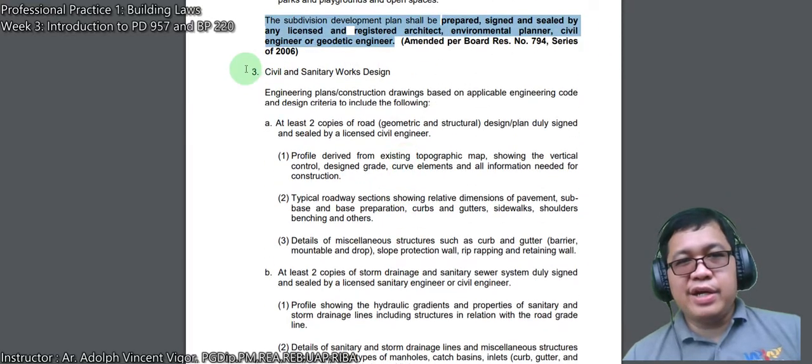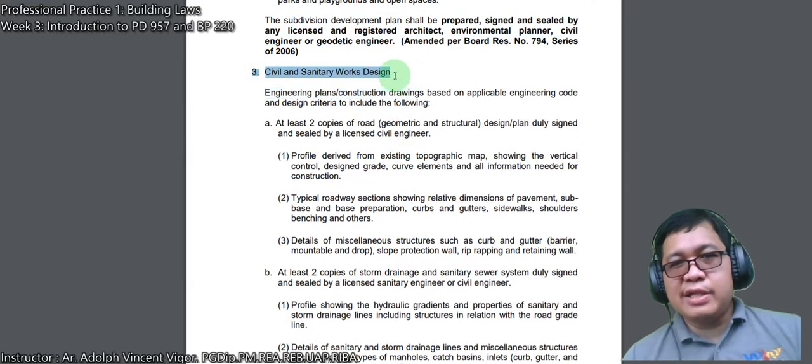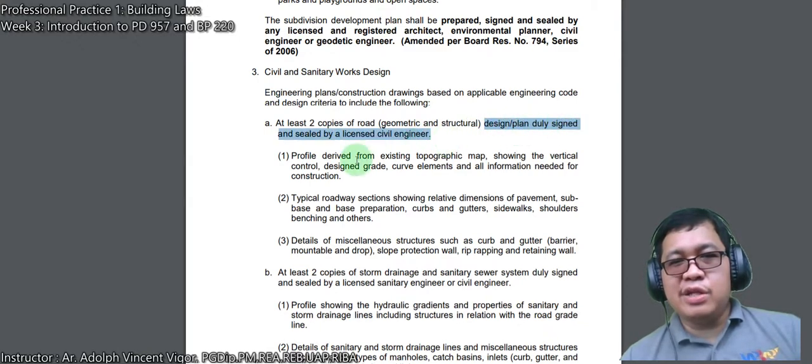Next is your civil and sanitary works design. So this is something you must collaborate with your allied professionals, the civil engineers. So engineering plans, construction drawing based on applicable engineering code and design criteria. You need at least 2 copies of geometric and structural design, geodetic design, prepared and signed by a licensed civil engineer.